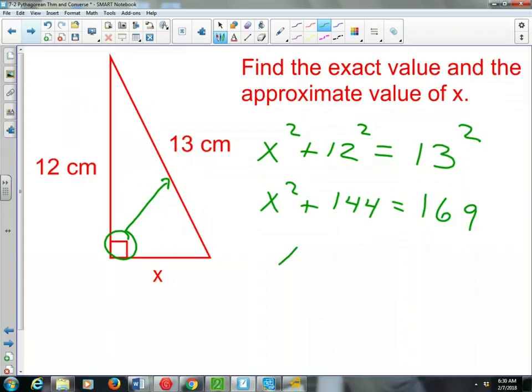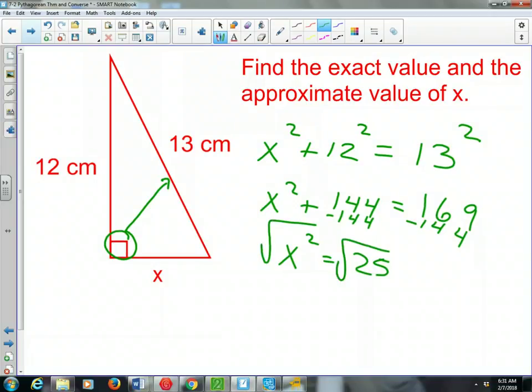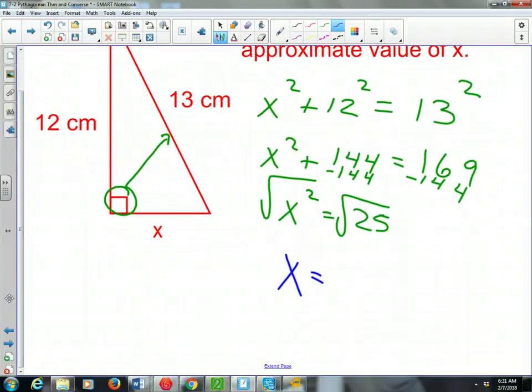Solving for x, I'm first going to subtract 144 from both sides, and I get x squared to equal 25. I'm now going to solve for x by doing the opposite of squaring. To get rid of the square, I square root. So when you square root, you get x by itself, and the square root of 25 is technically plus and minus 5. However, in geometry, these are lengths of a triangle, and so we would never talk about a negative distance. So it's fine if you just have x equals 5.